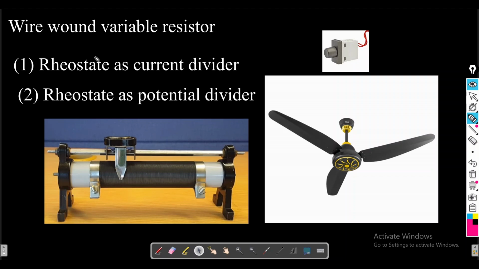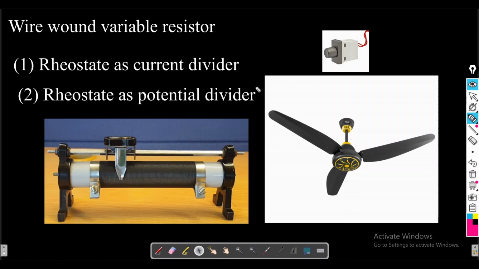Today in this video we will discuss what a wire wound variable resistor is. This is a device used in a circuit to control the current and the potential inside that circuit. We will discuss this in more detail in this video.